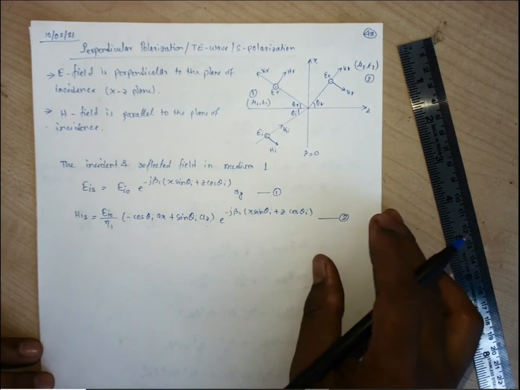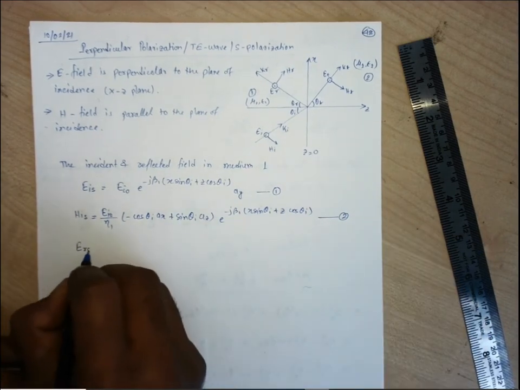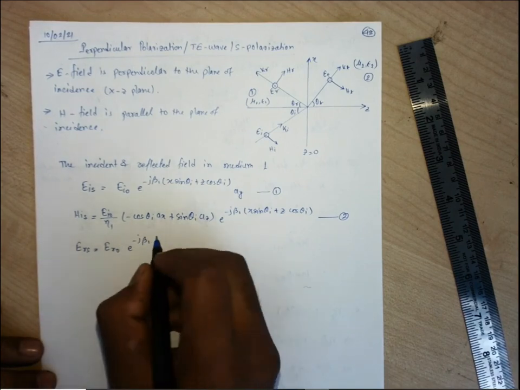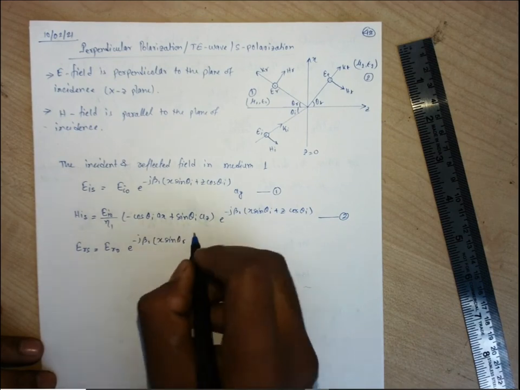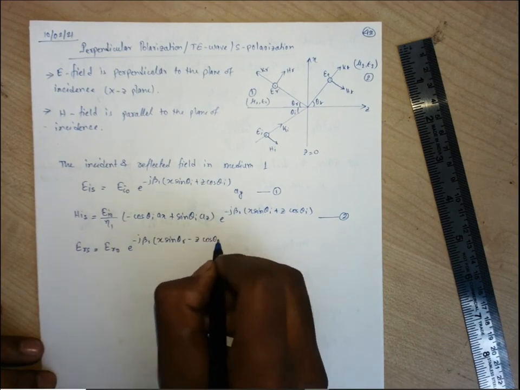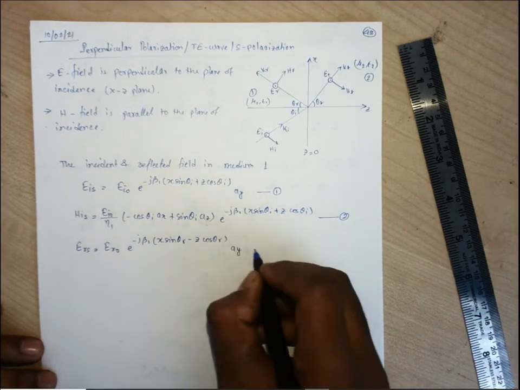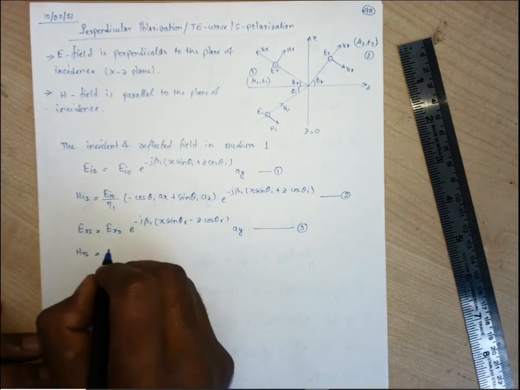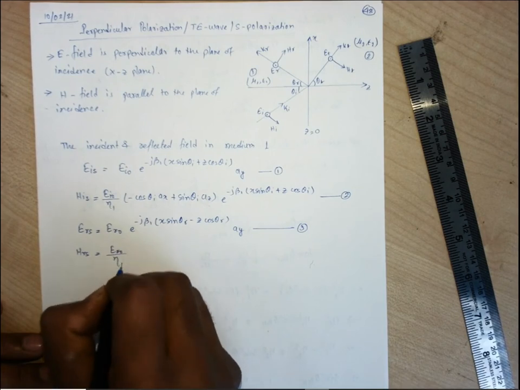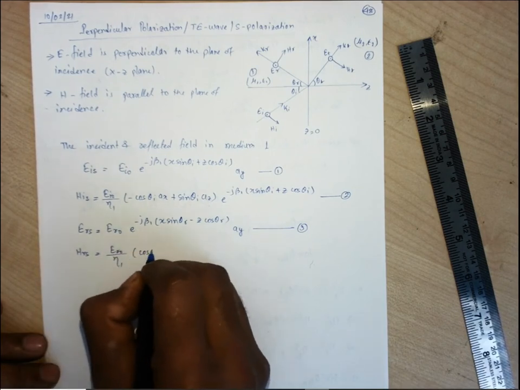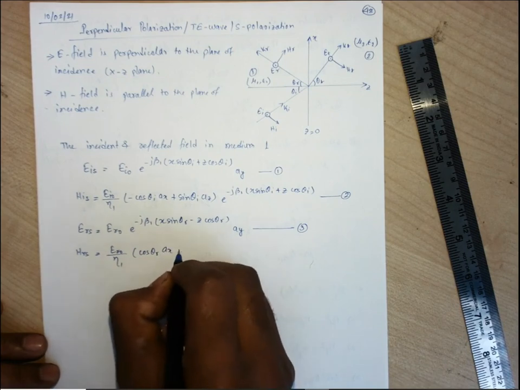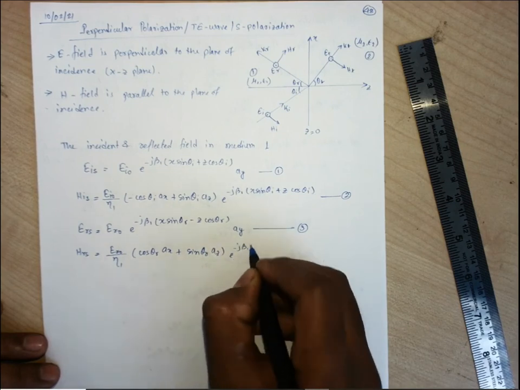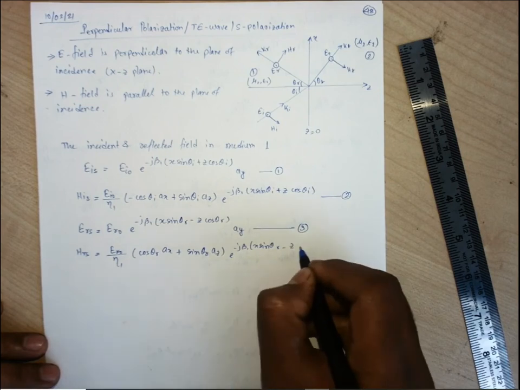Now for the reflected, in medium 1: ER0 e to the power minus j beta 1 (x sin theta r minus z cos theta r). It is along y. For the magnetic field: ER0 by eta 1 (cos theta r ax plus sin theta r az) e to the power minus j beta 1 (x sin theta r minus z cos theta r).